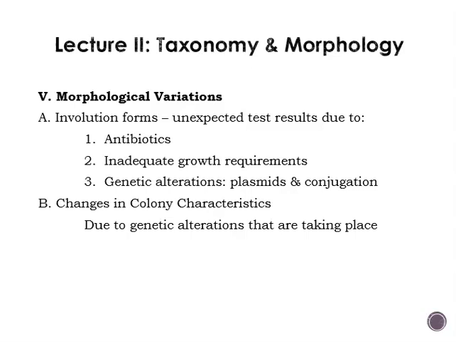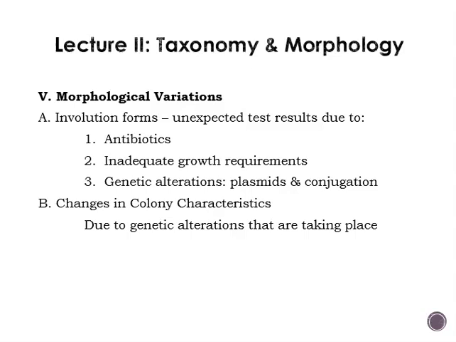Inadequate growth requirements. So if the bacteria don't have all of those growth requirements that we talked about previously. Genetic alterations. Bacterial chromosomes contain all the information for cell growth and replication, but sometimes those messages get mixed up and can cause mutations. Plasmids are an extra little circular piece of DNA that can get gained or lost. They're not essential for bacterial growth. They often carry virulence genes and antibiotic resistance genes.